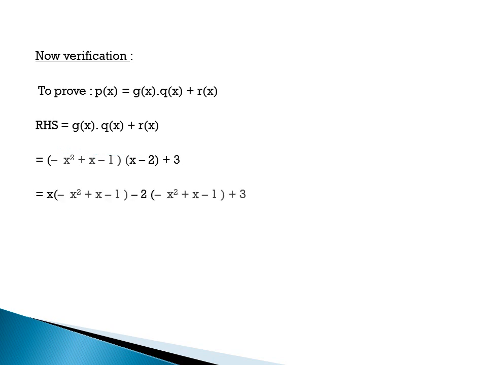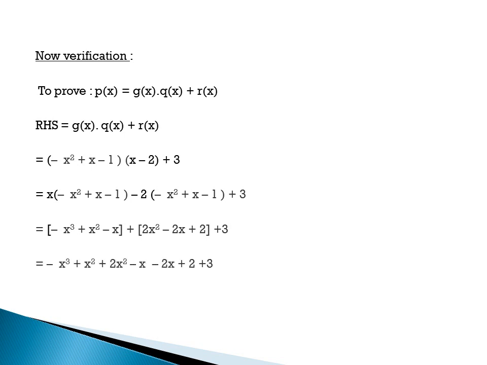X into minus x square plus x minus 1, first with x, then minus 2 into minus x square plus x minus 1 plus remainder 3. So the first product will give us x into minus x square minus x cube, x into x the x square, and x into minus 1 minus x. Now similarly in the second bracket we have got the second product, minus into minus plus, 2 into x square is 2x square, minus into plus minus, 2 into x is 2x, and minus into minus plus, 2 ones are 2, and plus 3 the remainder we have.